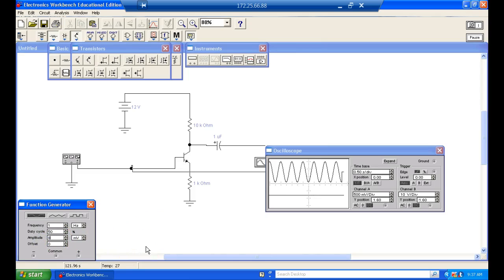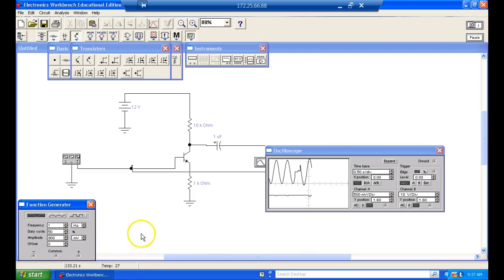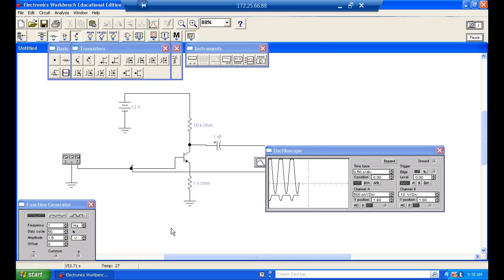Here's 800 millivolts. And now the output is turning on a little bit, right? You understand that? Okay. Here's 900 millivolts, and the output's turning on a little more. Here's 1 volt. And here's 1.5 volts. And we can see the output.